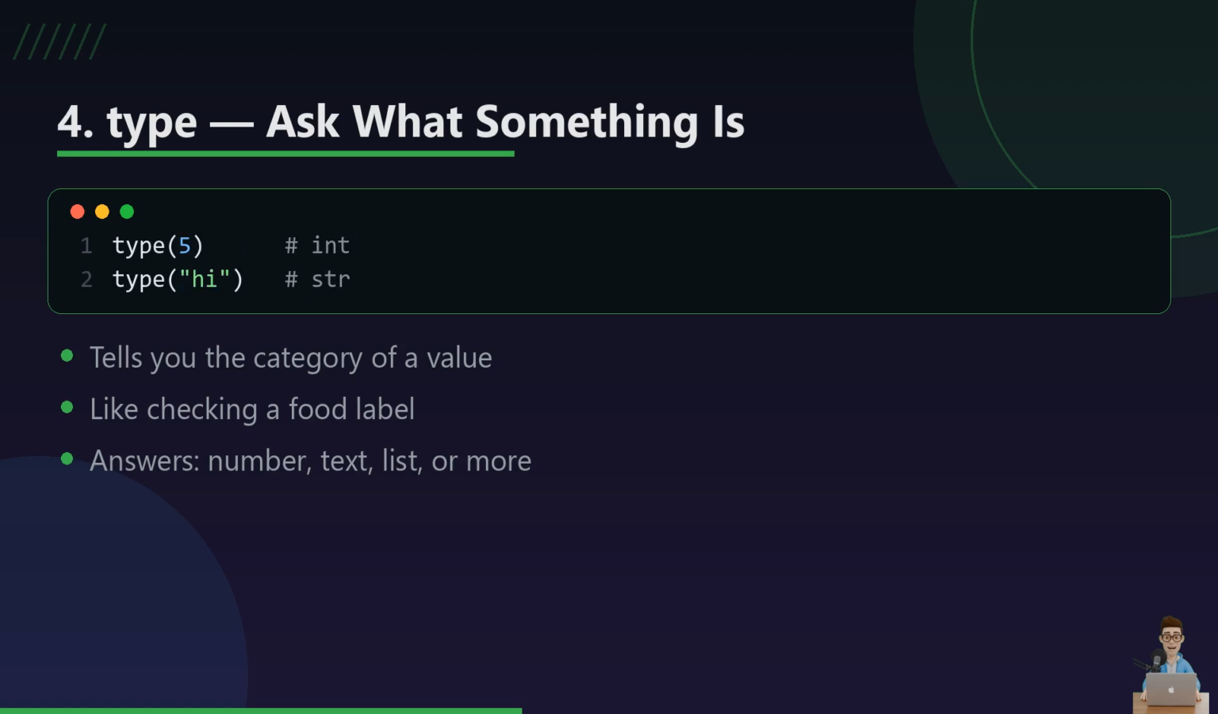Type answers a simple question. What kind of thing is this? It is like flipping over a food package to read the label. Is this sugar or is this salt? 5 is an int, meaning whole number, and "hi" is a str, meaning string of text. In short, type tells you the category before you use it.